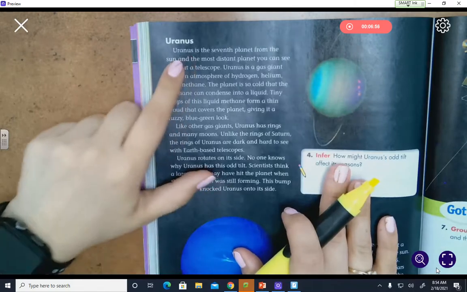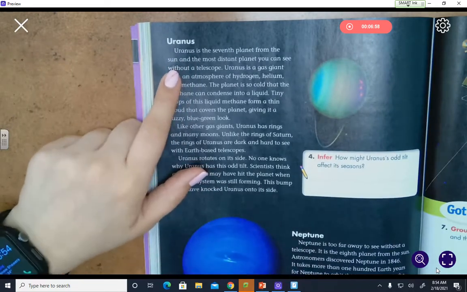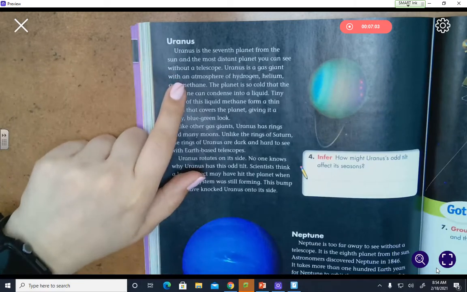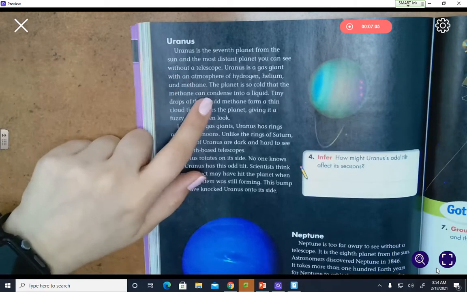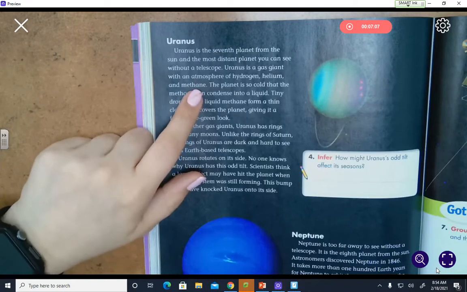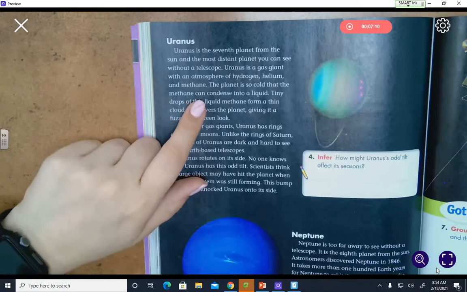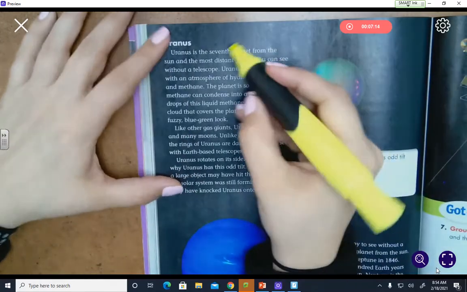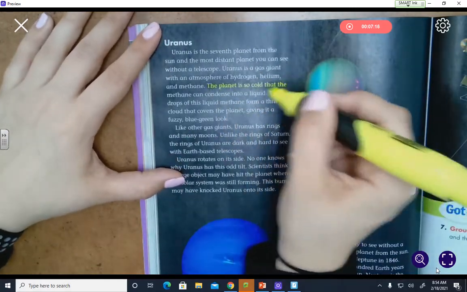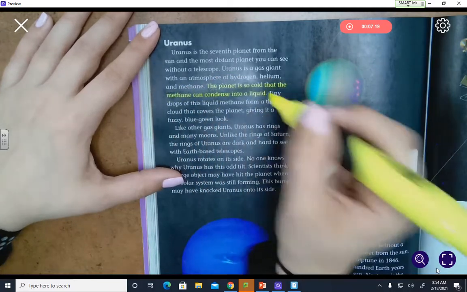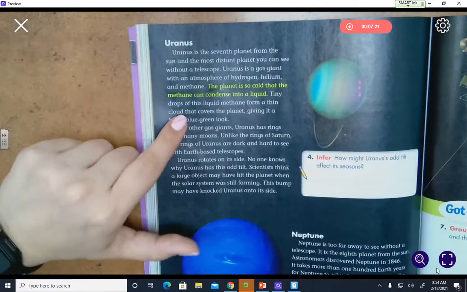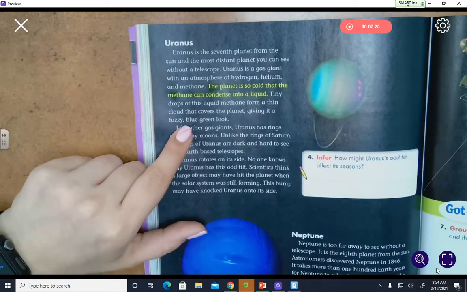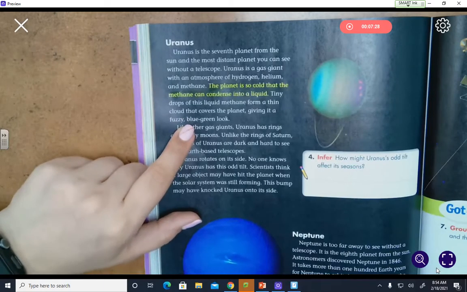Uranus is the 7th planet from the Sun and the most distant planet you can see without a telescope. Uranus is a gas giant with an atmosphere of hydrogen, helium, and methane. The planet is so cold that the methane can condense into a liquid. I want you to highlight that. Tiny drops of this liquid methane form a thin cloud that covers the planet, giving it a fuzzy green-blue look.